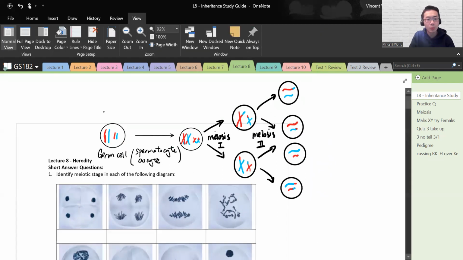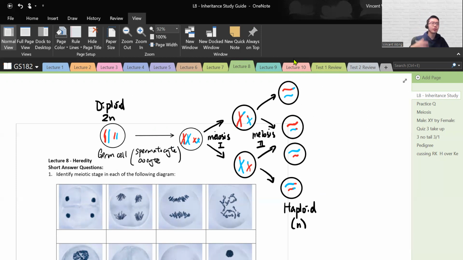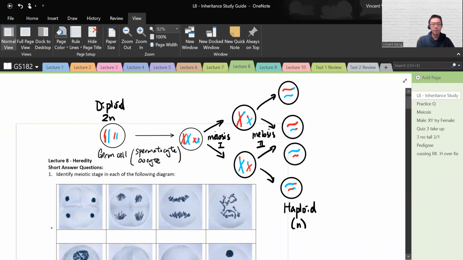Okay, so this is a germ cell, which is 2N or diploid, which means there are 2 sets of chromosome, and then over here, they are going to be haploid, which is just one set of chromosome. And of course, these are genetically different, right? And if we're talking about male here, they would be sperms. And if it's female, then you would get one egg. The other three are going to be polar bodies, okay? Which I can explain again later on. But that's pretty much the overview of meiosis, right?